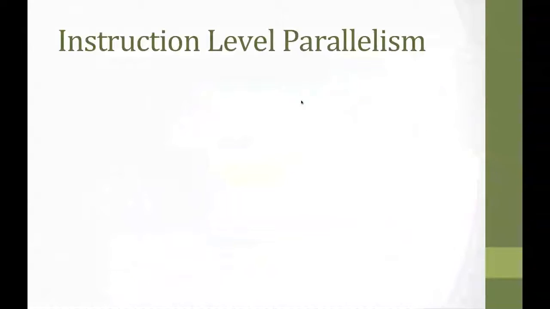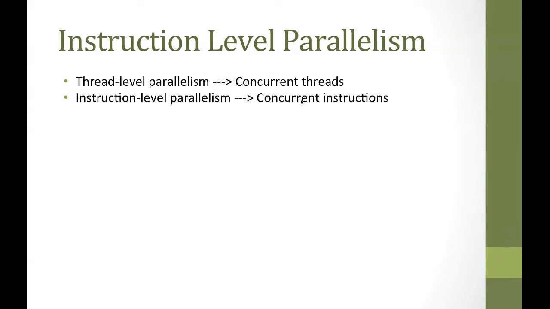Okay, let me switch to, so what is instruction-level parallelism? I believe you know the thread-level parallelism is what CUDA is. The CUDA programming model is thread-level parallelism. That means more concurrent threads can be executed. Instruction-level parallelism means more concurrent instructions. That means instructions themselves can overlap with each other.